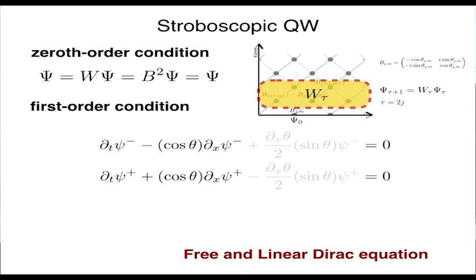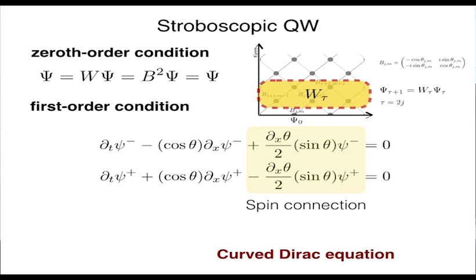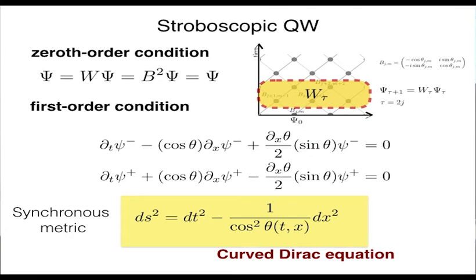When theta is constant, we recover just a free and linear Dirac equation. There is a constant factor that can be absorbed in a new definition of x, but this is exactly the free, linear, massless Dirac equation. And when theta is no longer constant, this is related in some sense to the spin connection, up to a factor called the spin-order density. It's curious that we can write down the metric, which is a synchronous metric in this case, and which reads exactly 1 and minus 1 over cosine square of theta.